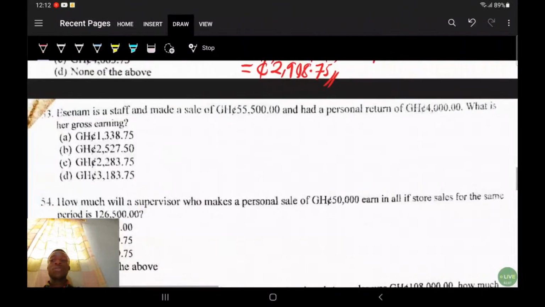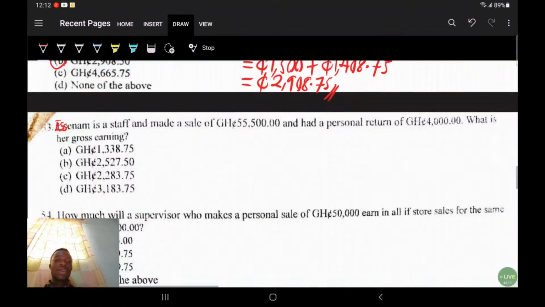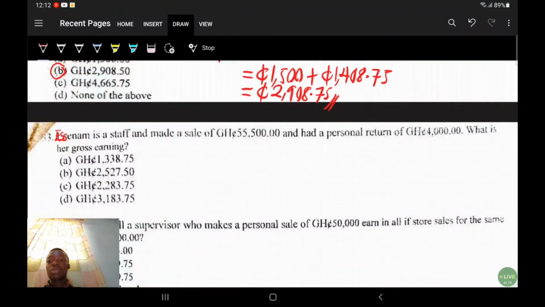So let's move on to question 53. This one is Esinam, because the question is a bit clear. Actually, it's an old past question, a previous year's question. So you see, it has been there for long, and the quality has been reduced a bit. But let's try. Okay, so here's question 53.